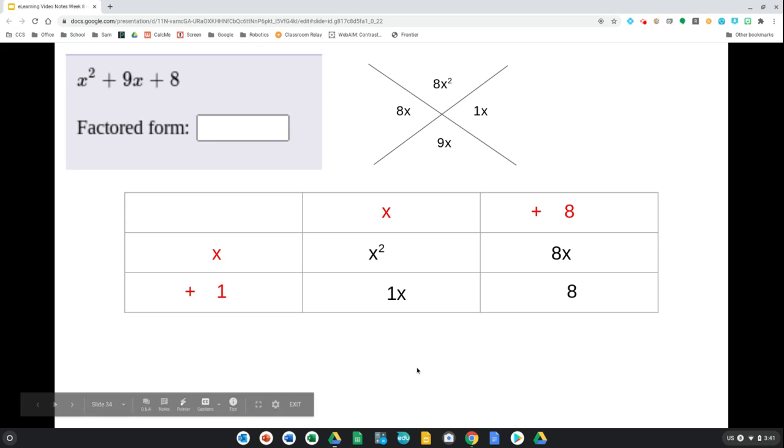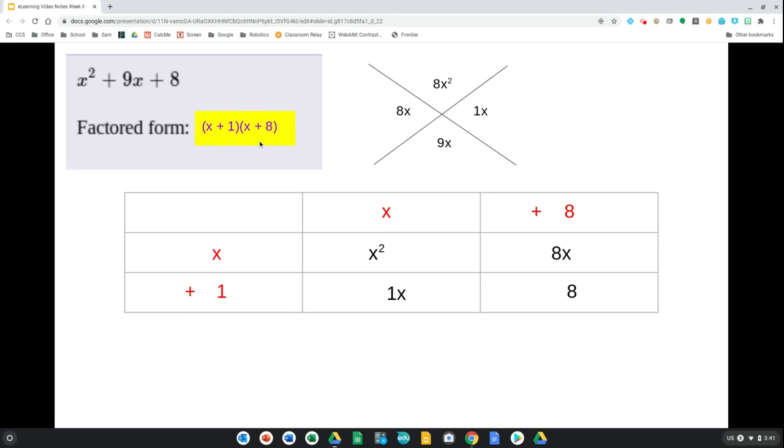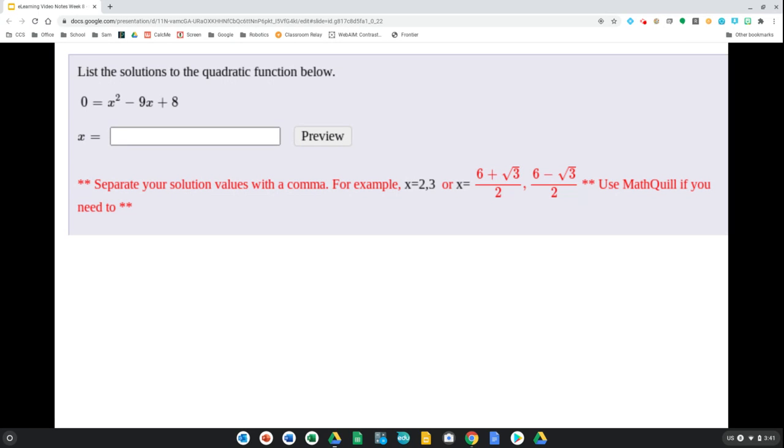Hopefully you remember doing that, and then that means our answer is just going to be x plus 1 and x plus 8. Or the other way around, x plus 8 and x plus 1. So factoring means to use this chart. It's been a while since we've done that, so hopefully that kind of spurs your memory a little bit.